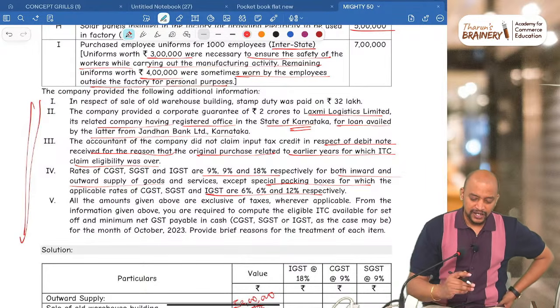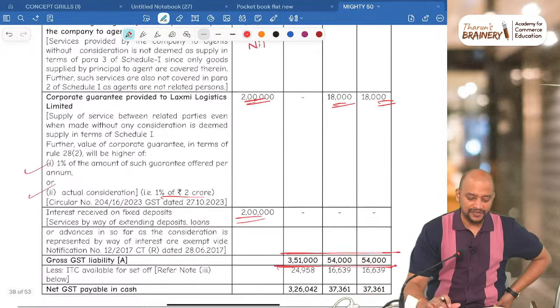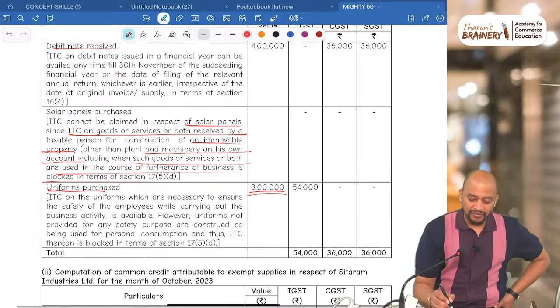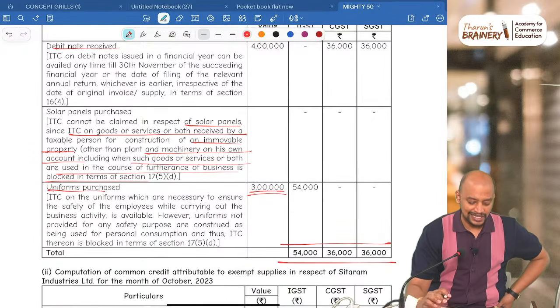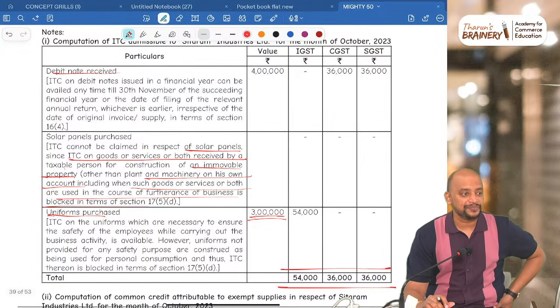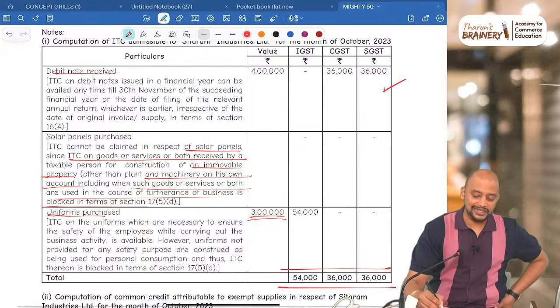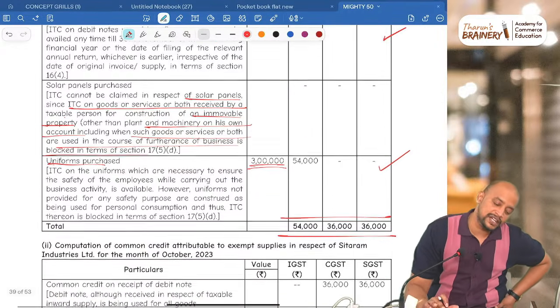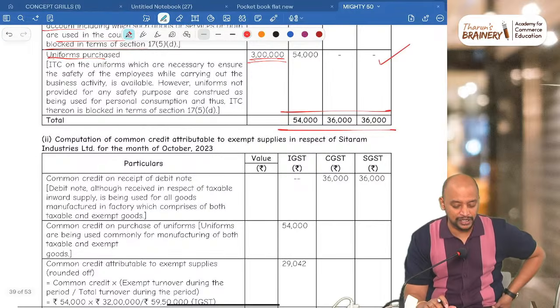All other points we discussed. Now we will move on to the reversal of ITC. First, what is the ITC availed? 54,000, 36,000 and 36,000. Now you need to reverse the ITC because all these three are common ITC, correct? Out of that, only the first and third one is common ITC. We need to reverse. How to reverse? Common credit into exempted turnover divided by total turnover.